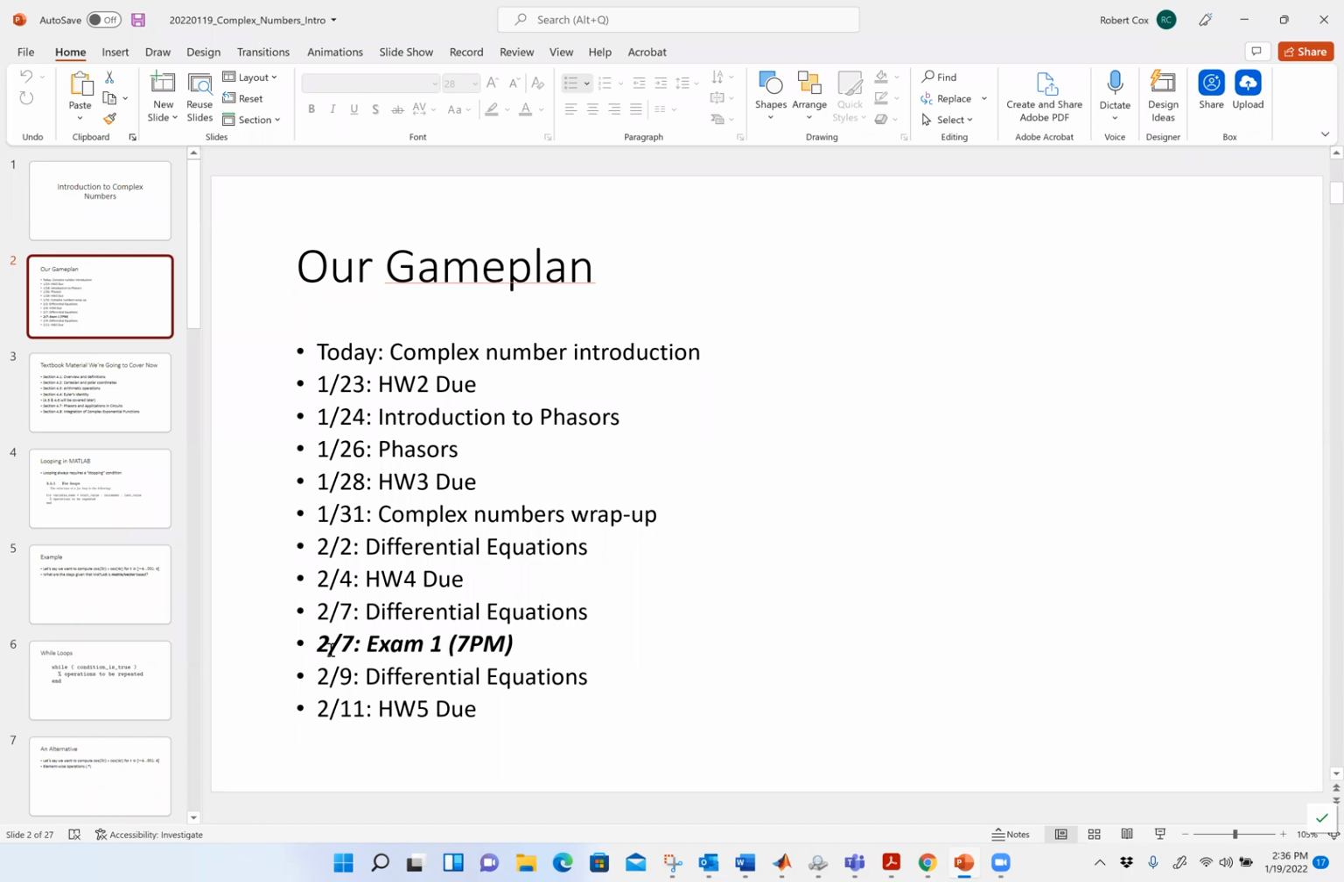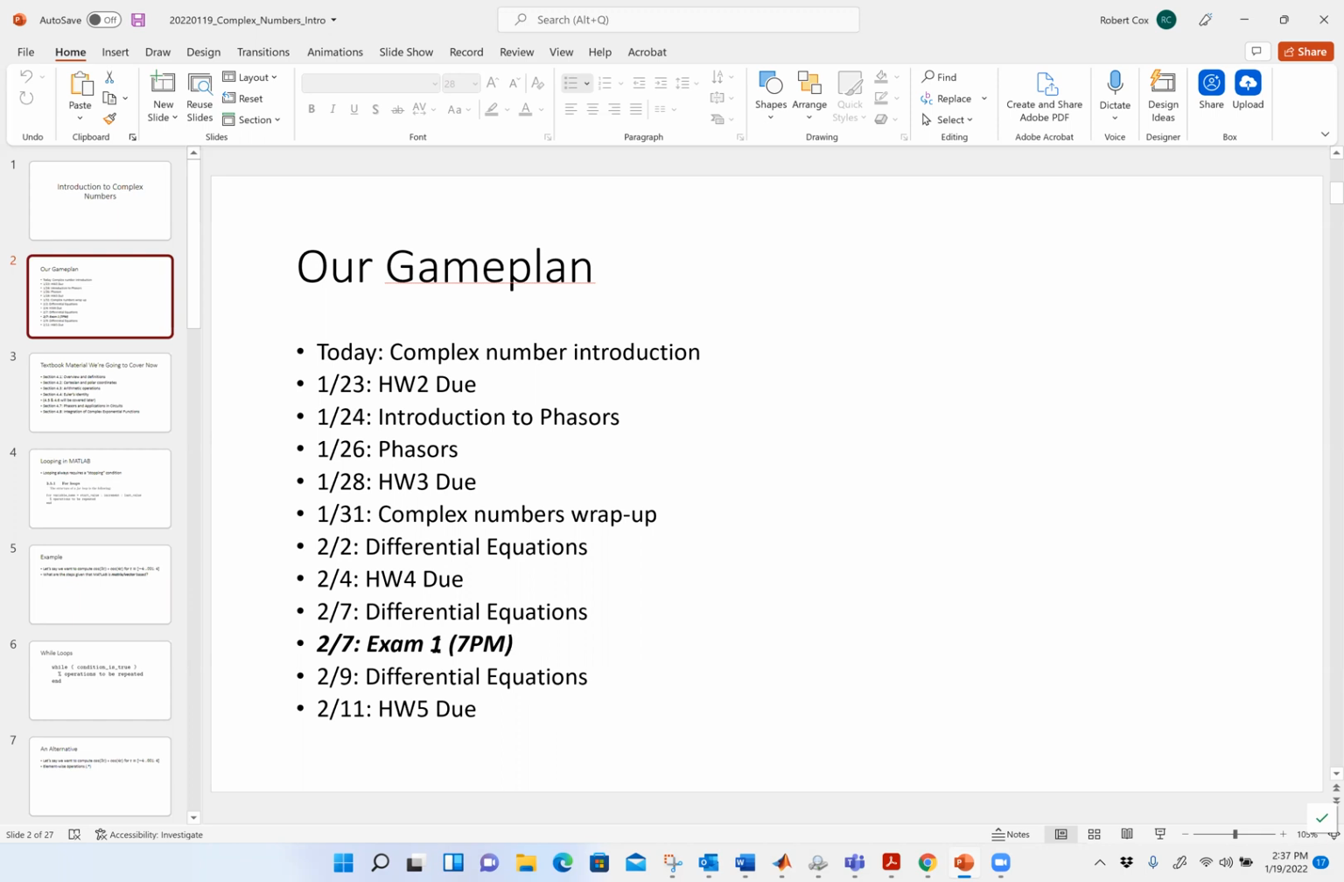So the first exam I'm targeting, I put that in bold and italics here. Exam 1 will be 7 p.m. on the 7th. That's a Monday. The reason I told you guys 7 p.m. is outside of class time. I will give you 3 hours for that, even though it is designed to be done in class. Okay. Talk about that more as it comes closer.